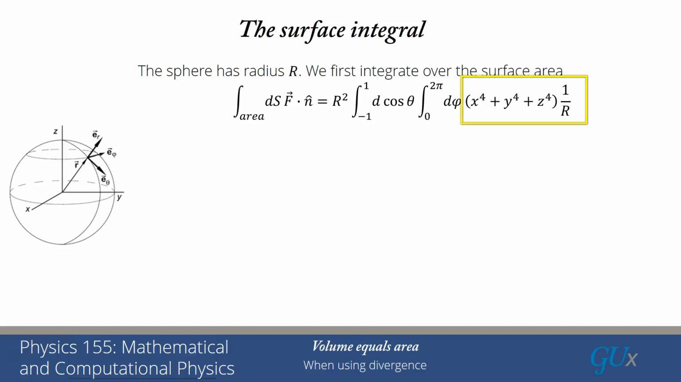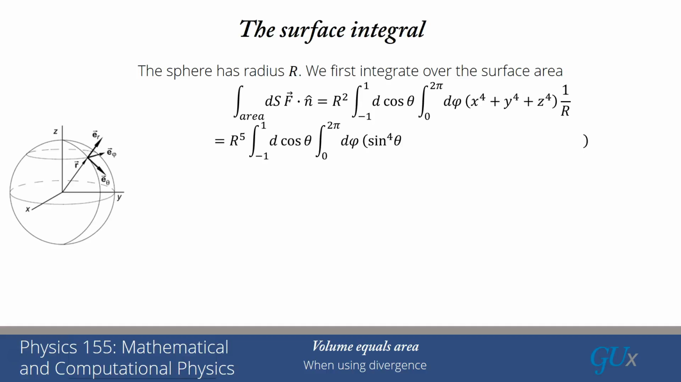Well, I'm going to write n hat as x i hat plus y j hat plus z k hat divided by r. And so when I take the dot product, I'm going to just get x to the fourth plus y to the fourth plus z to the fourth divided by r. You can see now I can replace the x by r sine theta cos phi. I can replace the y by r sine theta sine phi. And I can replace the z by r cos theta. And I'm going to get a net factor of r cubed coming from that integrand, which when I add it with the r squared will give me r to the fifth. And I'm going to have a bunch of different angle terms. So I get this r to the fifth.